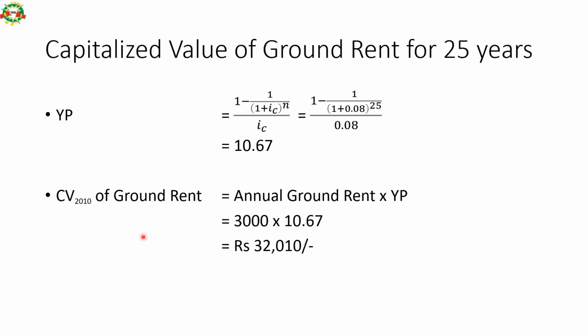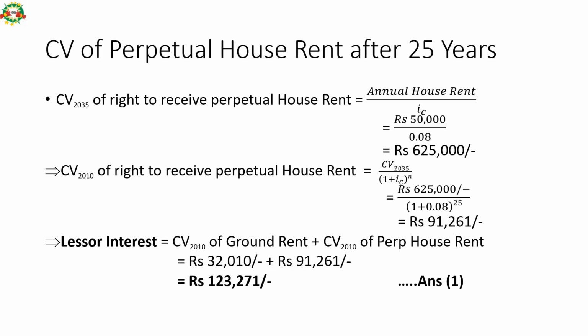Now, what is the value of ground rent? For next 25 years, he will get 3,000 rupees, and year purchase for 25 years is 10.67. So if we multiply annual ground rent by year purchase of 10.67, the present value or capitalized value of ground rent of 3,000 rupees for next 25 years is 32,010 rupees. This is the first type of interest which lessor, Mr. X, has.